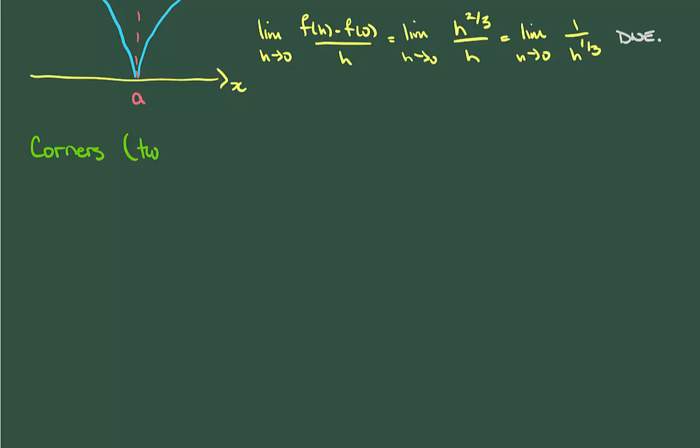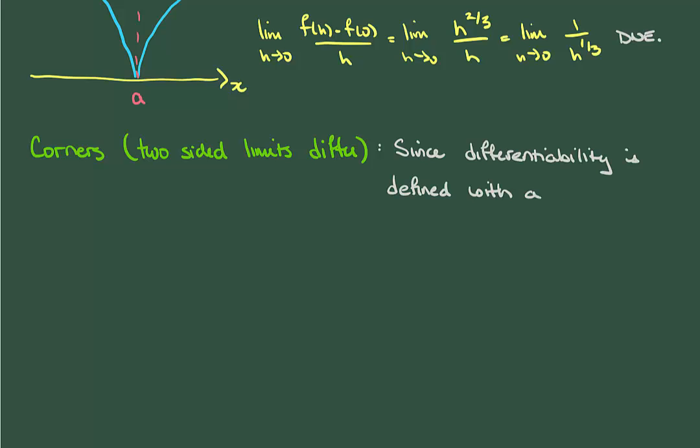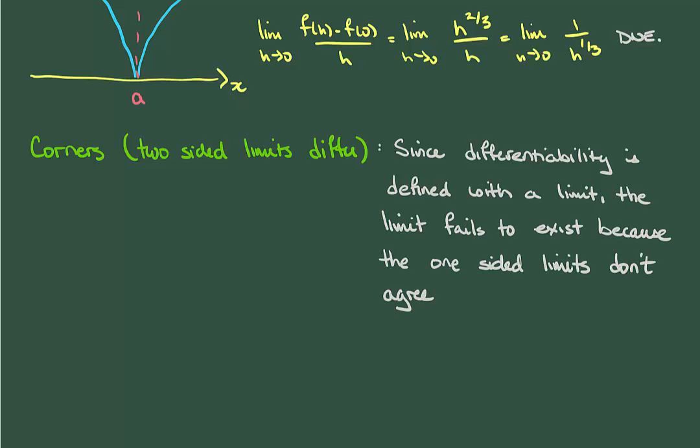The final type of failure is a corner. Differentiability is defined using a two-sided limit. Hence, the limit can fail to exist if the two one-sided limits both exist but fail to agree. This will appear like a corner in the graph of the function.